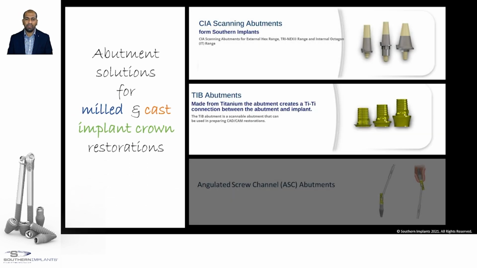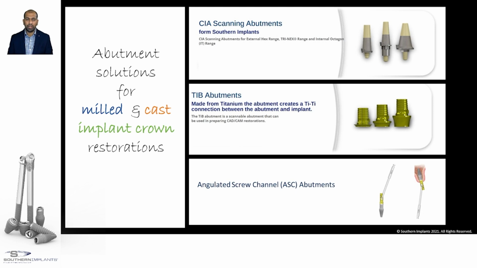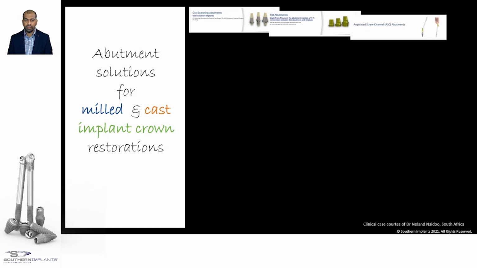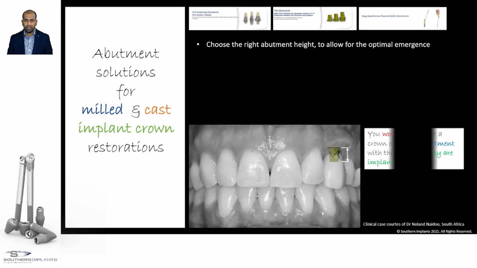So Sudden Implants have a few abutments that we could use for either mold and cast implant restorations. Well, what does the evidence tell us? What do we need to know when it comes to using these abutments? We need to choose the right abutment height to allow for optimal emergence profile. In this case, the right abutment height is the shortest one because of the position of the implant. But if we look at this picture with the abutment superimposed clinically, it's quite short.